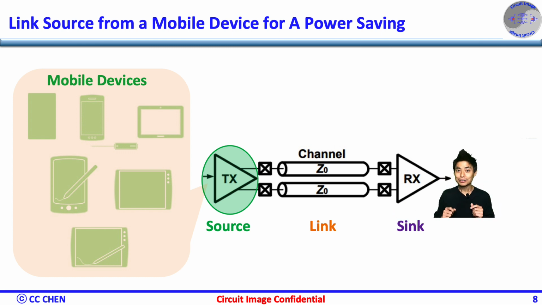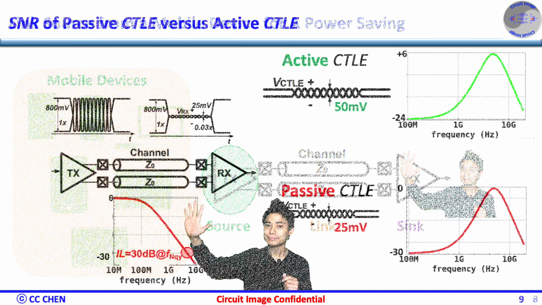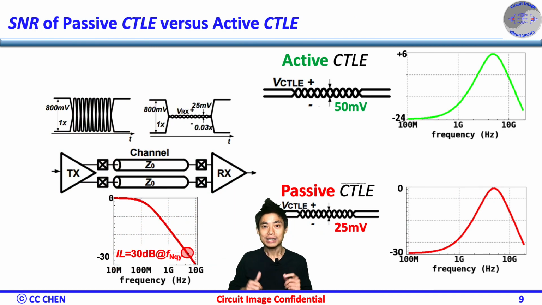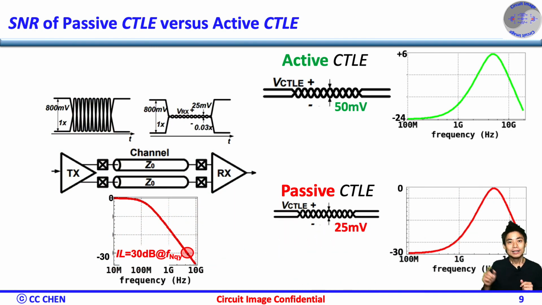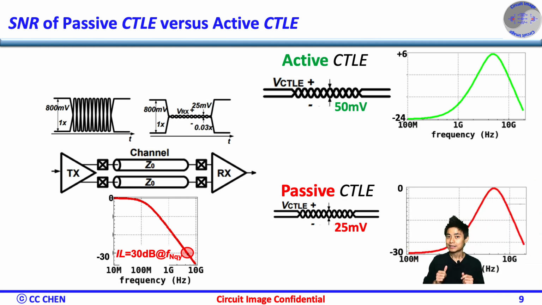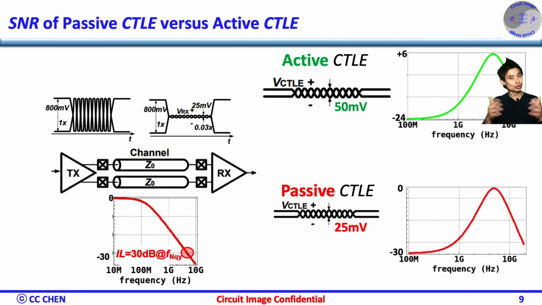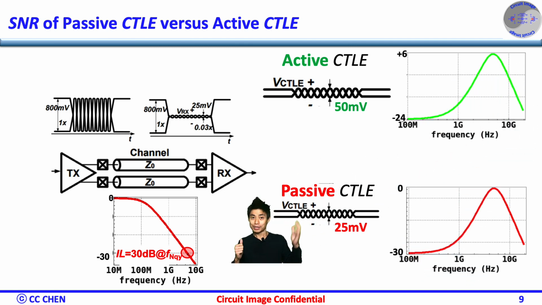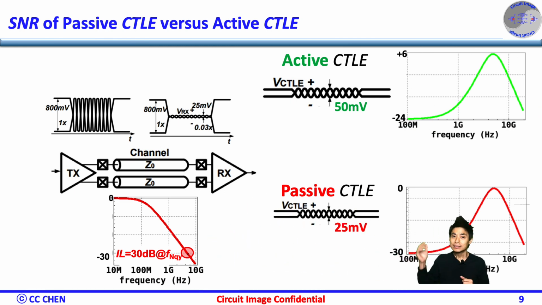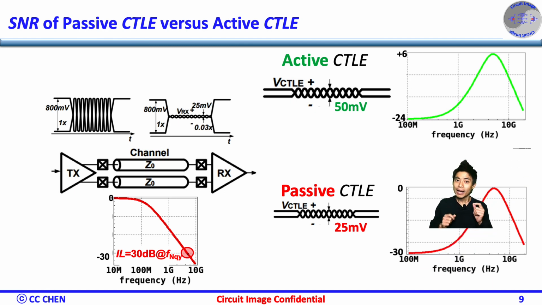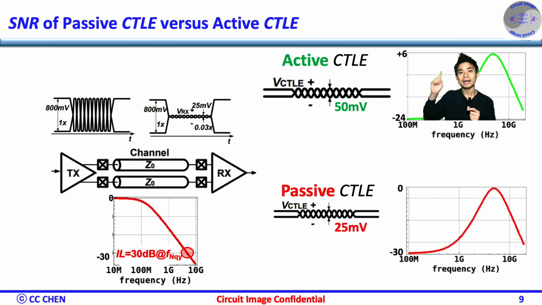Think about the signal to noise ratio, SNR, from the AC images for 5 seconds. Bingo! To equalize a 30 dB channel loss, the peaking gain, which is the gain at the Nyquist rate minus the DC gain, should be 30 dB, no matter the active CTLE or the passive CTLE. The only difference is the gains at both DC and Nyquist rate of the active CTLE are all shifted up by 6 dB, which is a factor of 2.